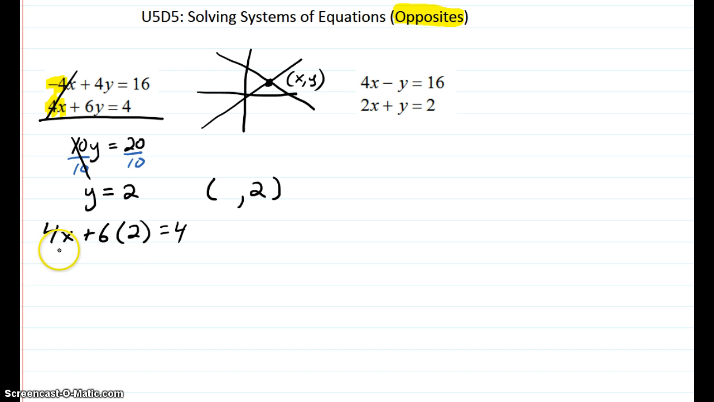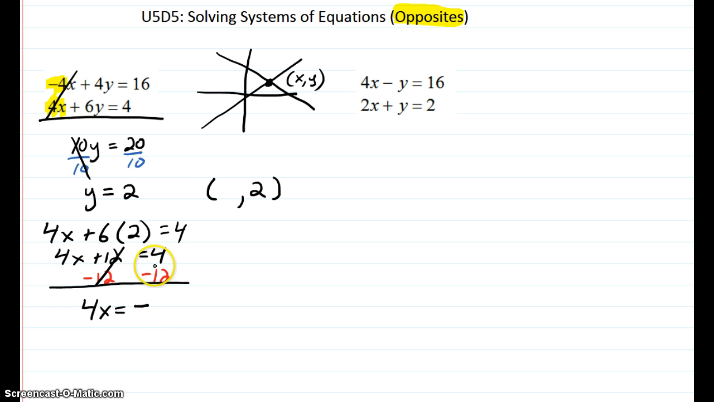Let's simplify this, and we get 4x plus 12 equals 4. Now we solve for x. We have positive 12, so we minus 12 to both sides. You need to be really careful when you start working with positive and negatives. On the left we get 4x. Now here we have different signs. Whenever we have different signs, we take the sign of the bigger number. Right now I have 4 positives, but I have 12 negatives, so my answer is going to be negative.